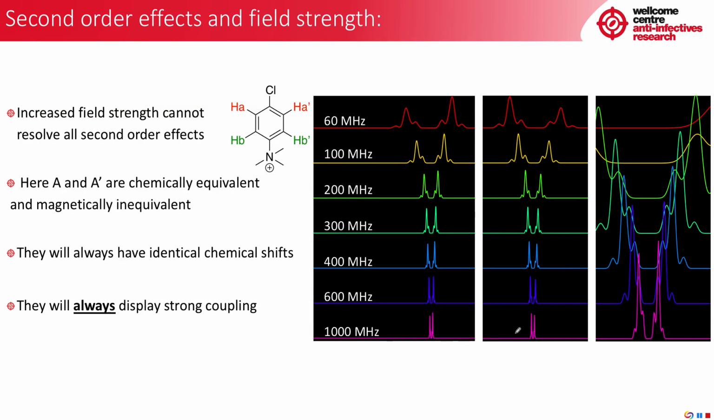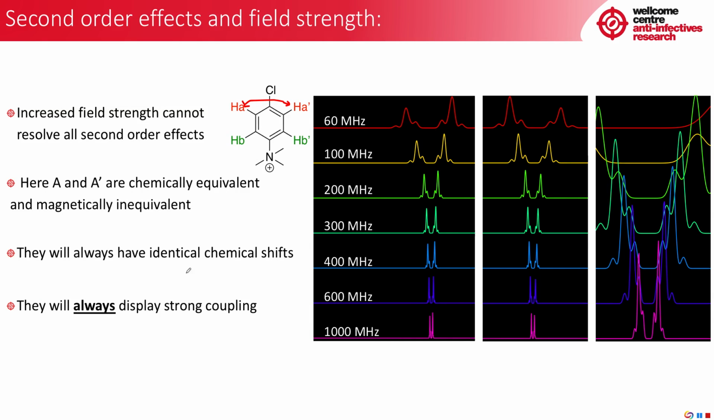But wait a minute. I told you that for AA'BB' systems, like the one I'm showing you, they are chemically equivalent and magnetically inequivalent. This means that their chemical shifts are always the same. And indeed, as a result of this, A and A' are chemically equivalent, magnetically inequivalent. They always have identical chemical shifts.